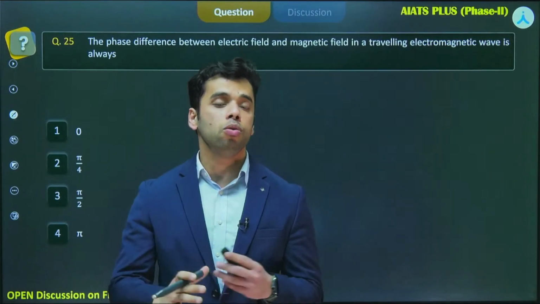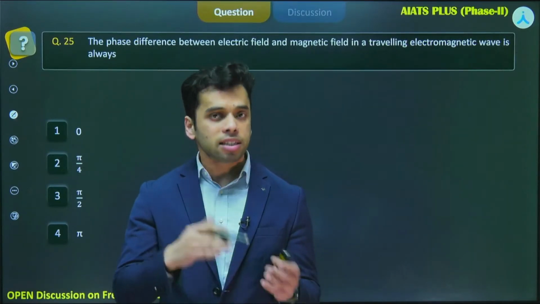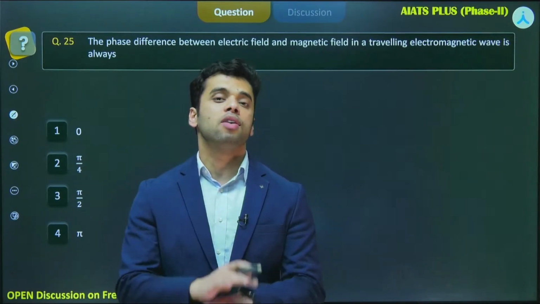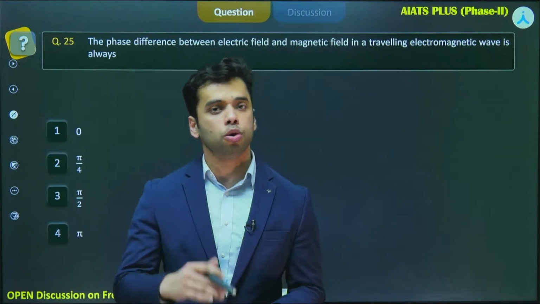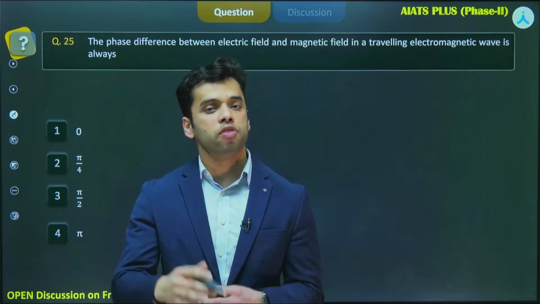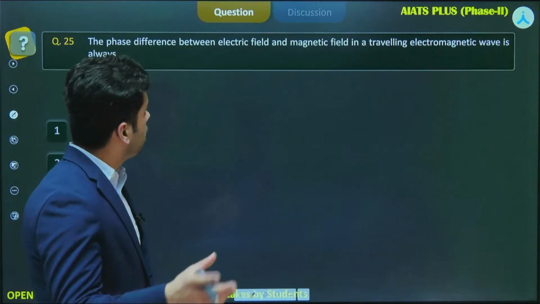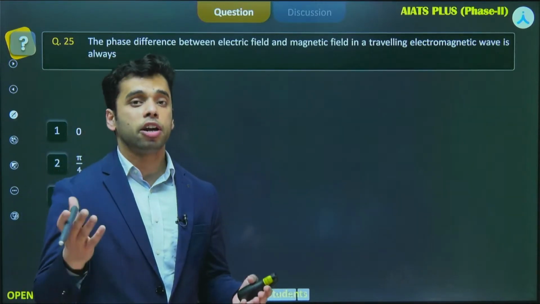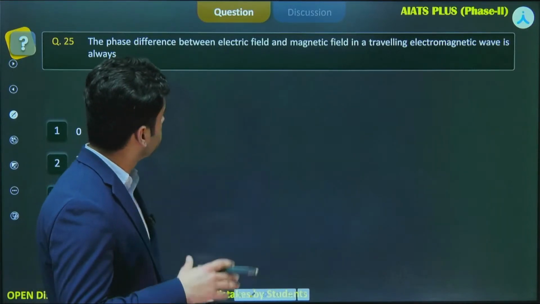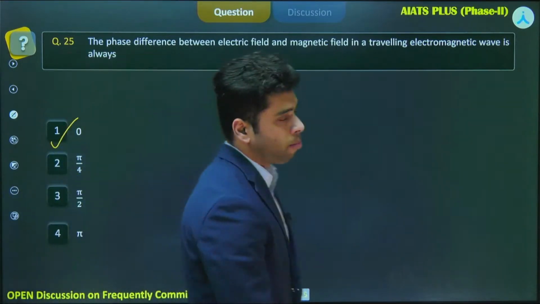So that pi by 2 term comes when you are asked whether they are perpendicular to each other or not. Yes, they are perpendicular to each other, and they are perpendicular to the direction of propagation also. But the phase difference between them is equal to 0 because both of them will attain the maxima at the same time, both of them will attain the minima at the same time. So yes, the phase difference between the electric field and the magnetic field in a traveling electromagnetic wave is 0. I hope this concept is clear to you, and if this problem comes in front of you again, just take the answer to be equal to 0. So option 1 is the correct answer to this problem, right?